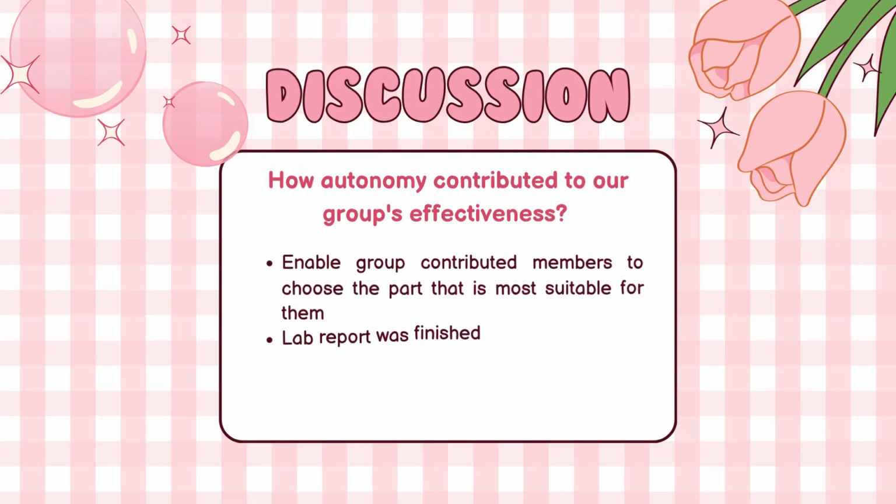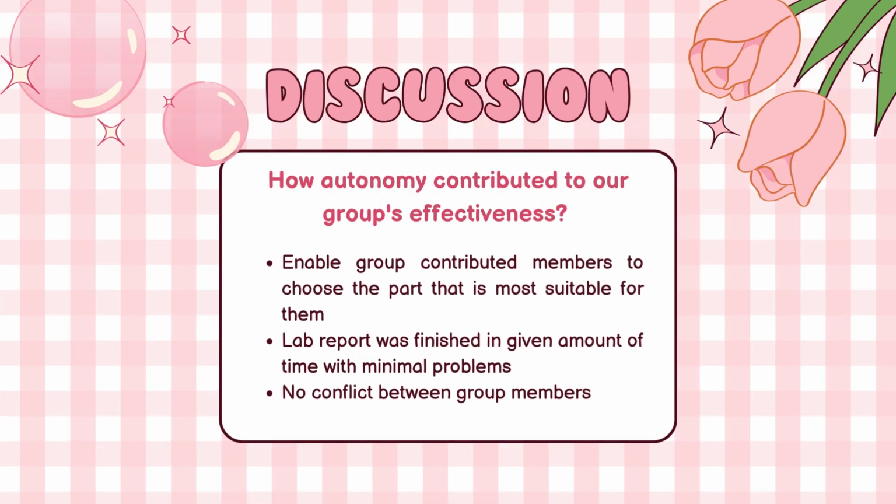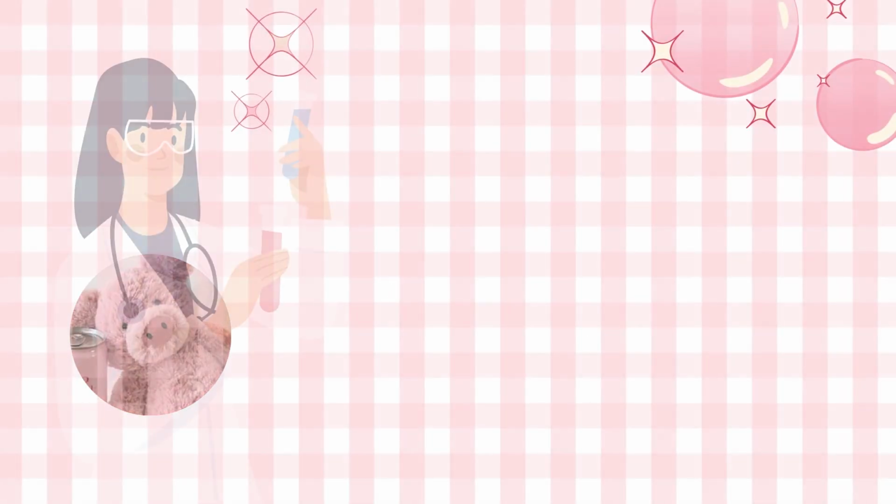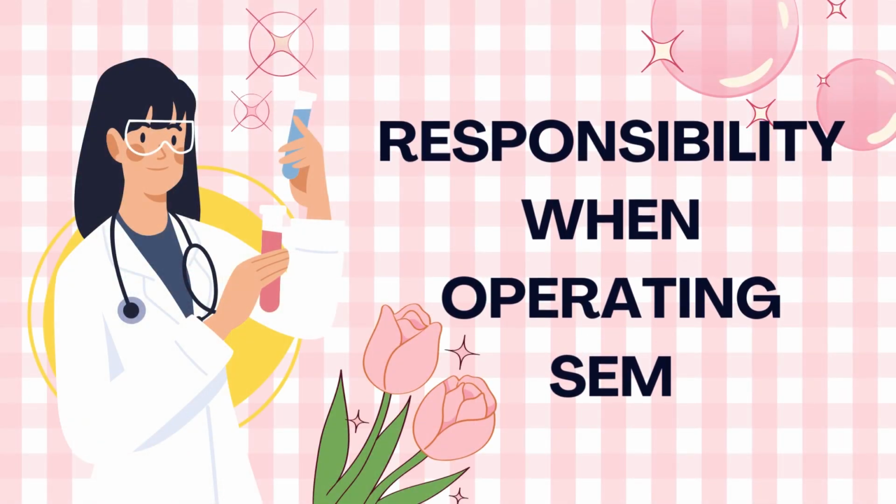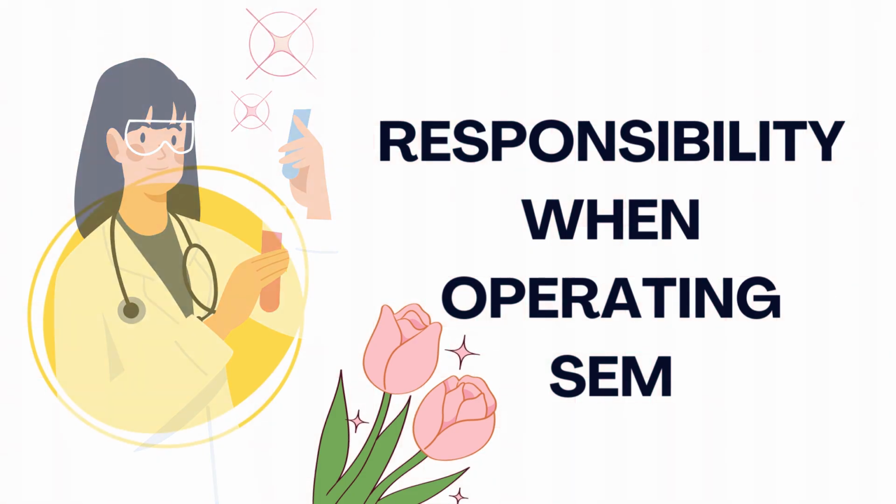Lastly, the discussion part: how autonomy contributed to our group effectiveness. The answer is it enabled group members to choose the part that is most suitable for them. Next, the lab report was finished in the given amount of time with no problems. The last one is there was no conflict between our group members. Then we will move on to the responsibility when operating the scanning electron microscope.